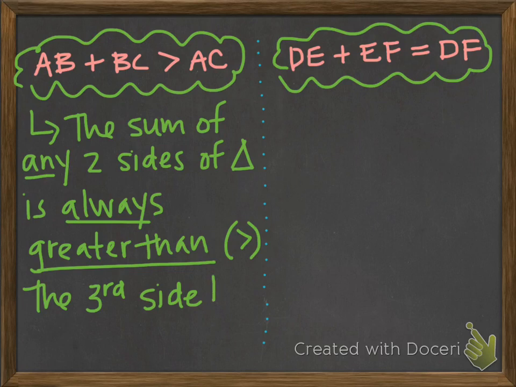So this is true for any triangle. If you add any two sides of any triangle, it'll always be greater than the third side. The other one on the right is just saying that, if I break a segment into smaller segments, the two smaller segments that make up the larger segment will always add up to exactly the length of the larger segment.